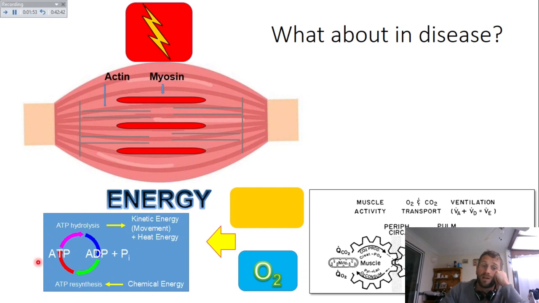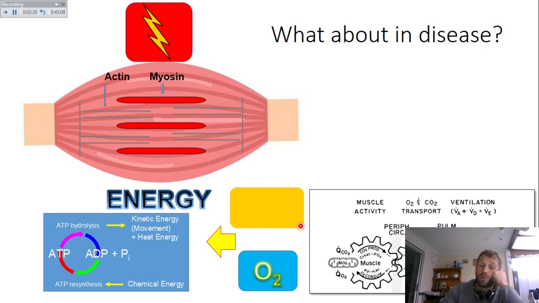Now we could look at it down here and think about it from the perspective of this ATP resynthesis. Well, this can be impacted by mitochondrial disease. If they've got low levels or poorly functioning mitochondria, then they're going to be unable to resynthesize this ATP, and therefore if they can't resynthesize the ATP, they're not going to have a requirement for the oxygen, so they're also going to have a low VO2 peak.